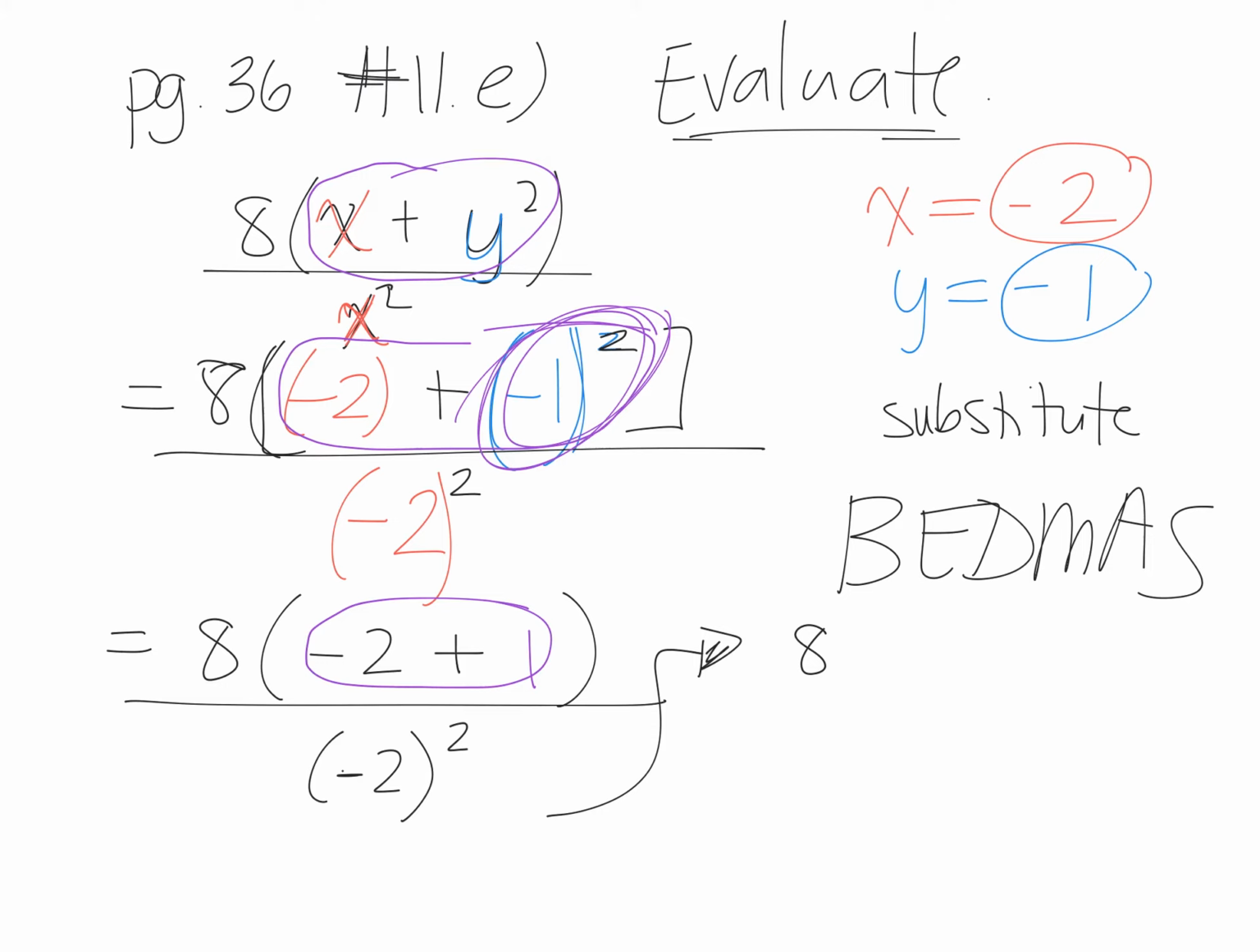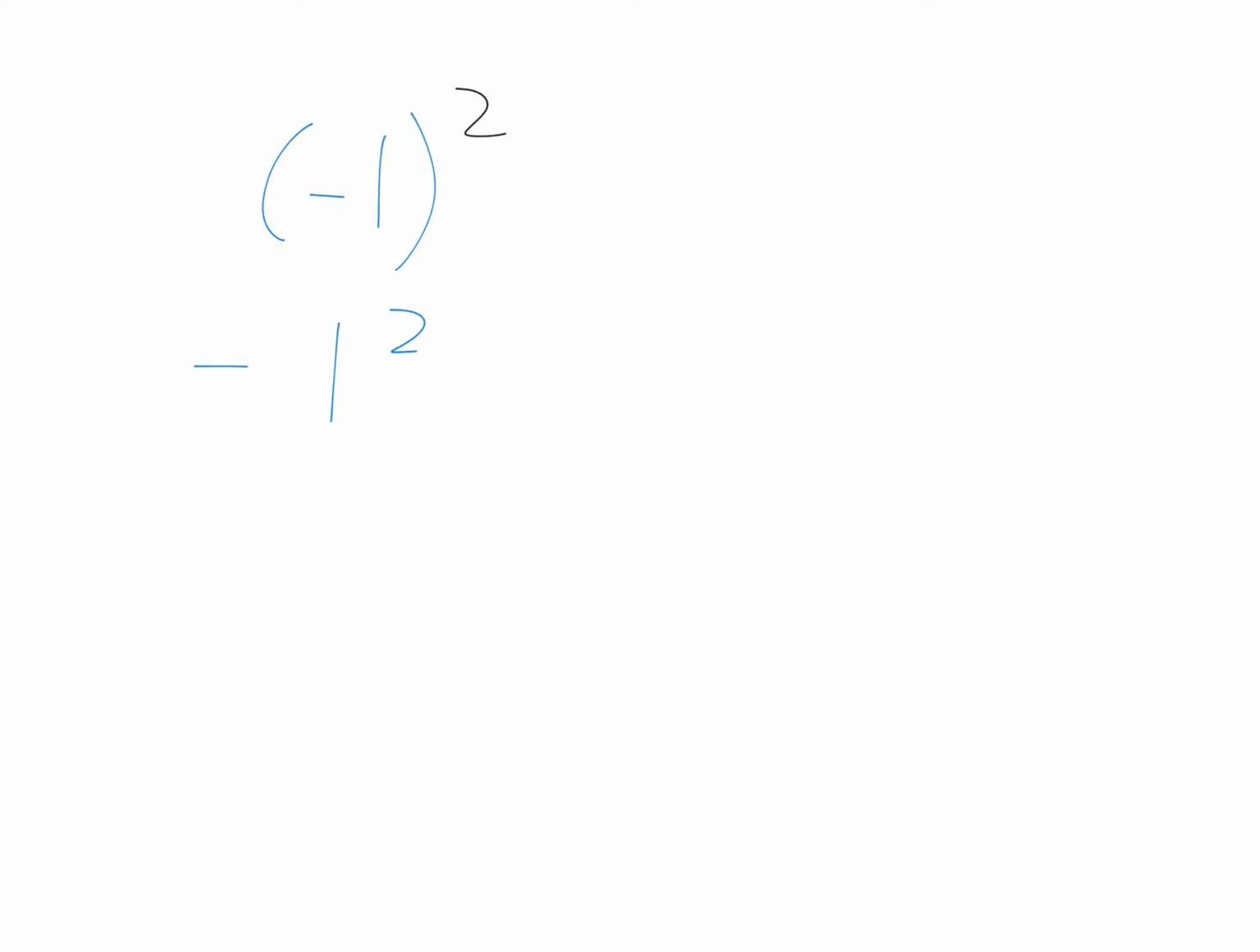So let's write this over here. We have 8, negative 2 plus 1 is negative 1, over negative 2 squared. Now what do we do? Simplify the numerator. What's 8 times negative 1? And the denominator, negative 2 to the power of 2 equals positive or negative? Positive 4. Let's simplify again. What is negative 8 divided by positive 4? Negative 2.